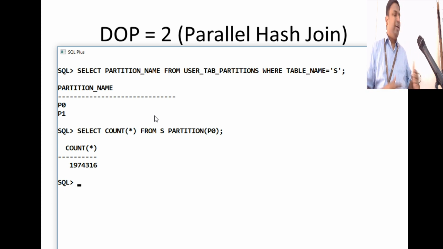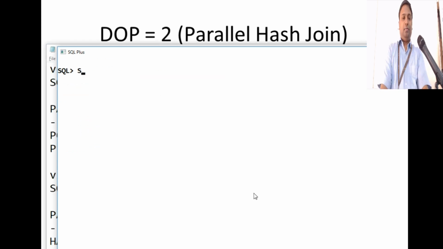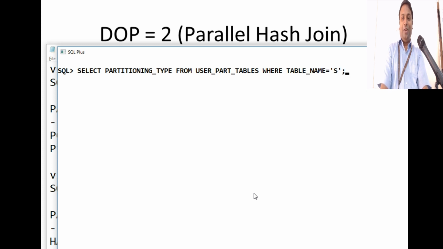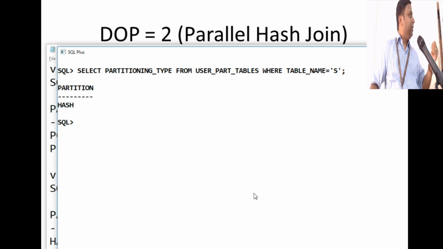Now, how did I partition this? What is the partitioning type I have used? For that: select partitioning_type from user_part_tables where table_name is equal to S. I think this one should work. What we achieve from this query is we'll know what kind of partitioning was used on that particular table S. So we have established hash partitioning and derived 2 partitions.